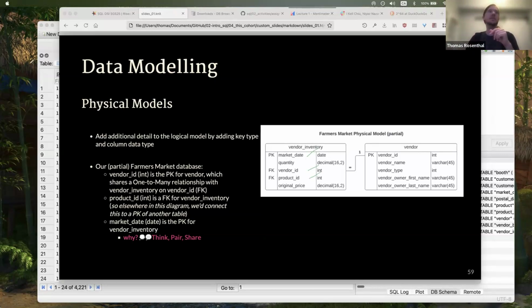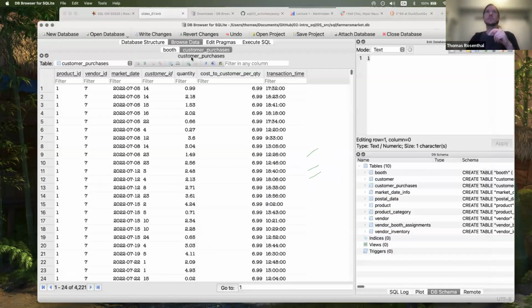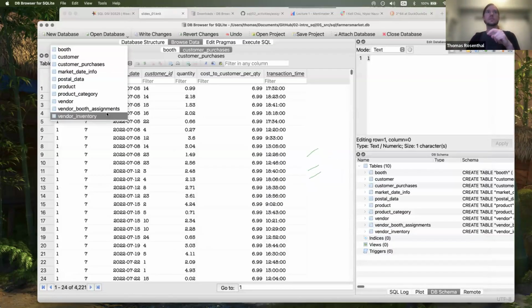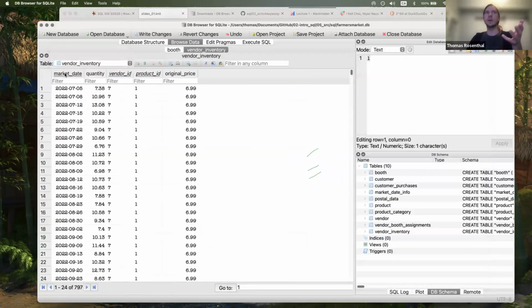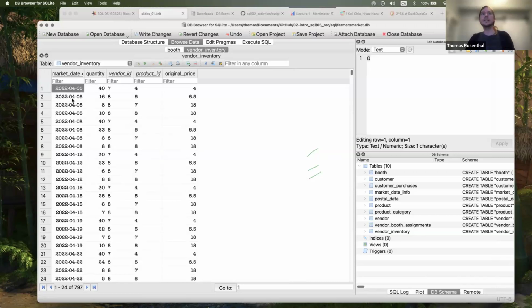When we look at the vendor inventory table, we can see that market date repeats, and actually vendor repeats, right?